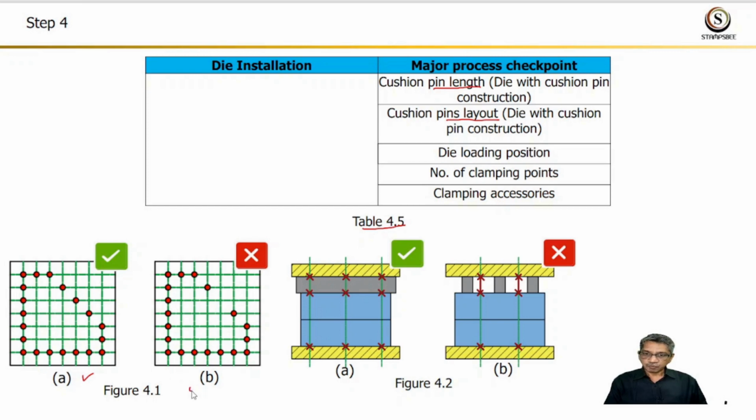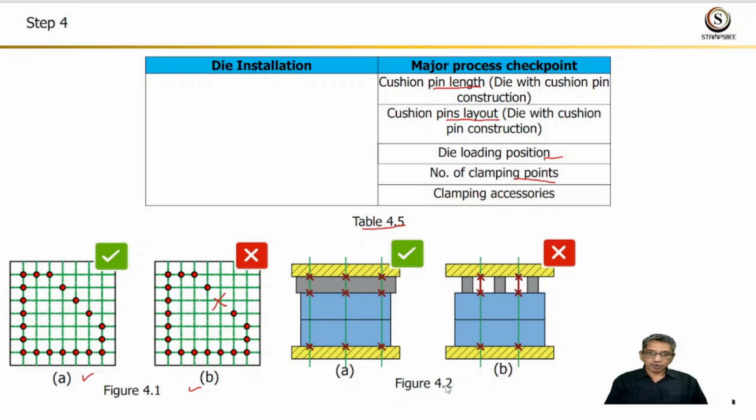Figure 4.1b shows the missing pin. It is a process non-conformity. Die loading position: the die should be loaded in the center of the press or at the specification given by the die designer. Number of the clamping points: all clamping points should be fastened as per the clamping work instruction.